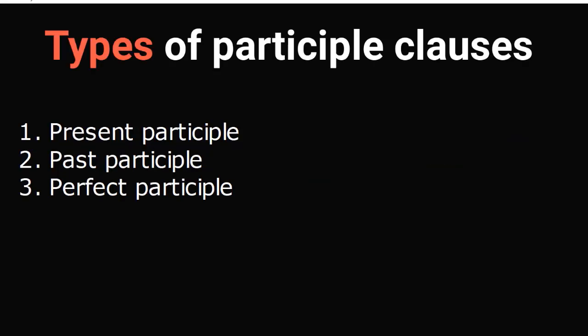Now, we have three types of participle phrases, not clauses. Phrases, I deliberately did that, just to make you understand that it's not a clause, it's a phrase, all right? So we have three types of participle phrases. Number one, present participle phrases. Number two, past participle phrases. And the last is perfect participle phrases. Let's talk about them one by one.